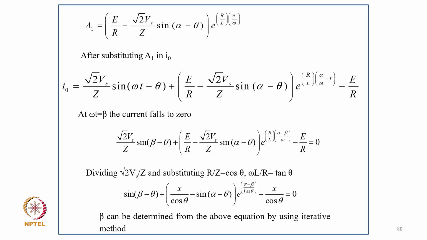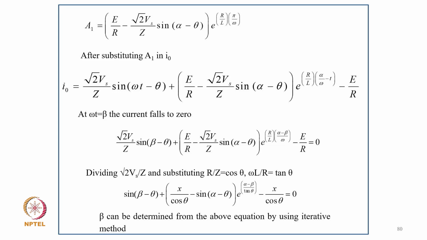After substituting A1 in I0, I0 equal to root 2 Vs upon Z sin omega t minus theta plus, in bracket, E upon R minus root 2 Vs upon Z sin alpha minus theta, e to power R upon L into alpha minus omega t, minus E upon R. So after omega t equal to beta, the current passes to 0. So root 2 Vs upon Z sin beta minus theta plus, in bracket, E upon R minus root 2 Vs upon Z sin alpha minus theta, into e to power R upon L into alpha minus beta upon omega, minus E upon R equal to 0.